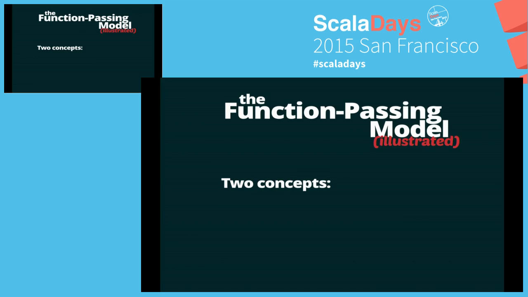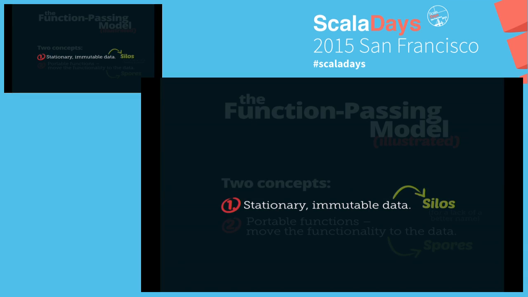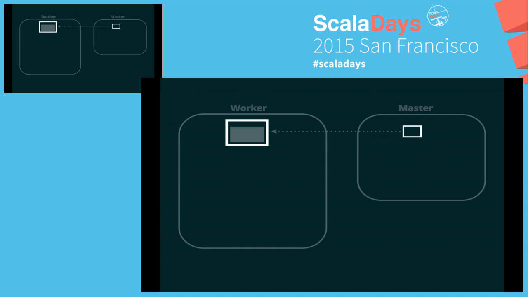There are two concepts. Like I said, this data that sticks around in one place, it's immutable always, and these functions that you can move to the data. I have no better name for this right now, but throughout the presentation I'm going to be calling this immutable data silos, and the functions that you can move around, as I mentioned, are called spores. So that's what they're called. I'm just going to start by describing what this silo concept is. Okay, so here's a picture.